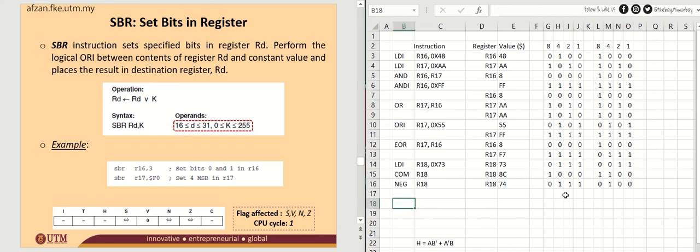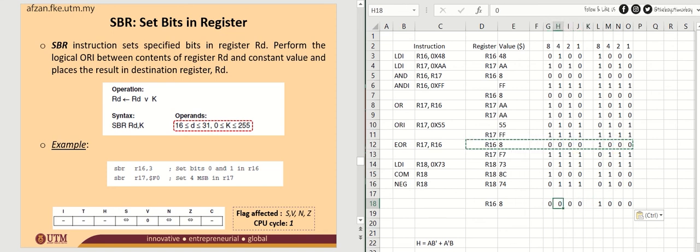Okay, for example here, we're going to use R16. So this is your R16. Now what I want to do is set these bits here. This is bit 0, bit 1, bit 2, 3, 4, 5, 6, and 7.